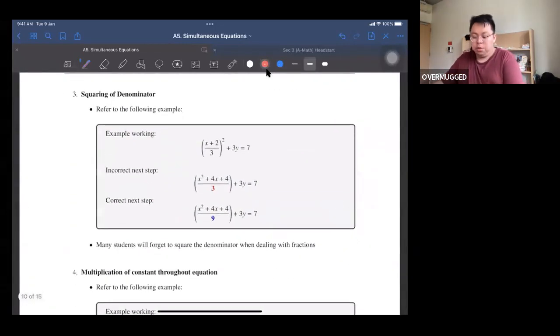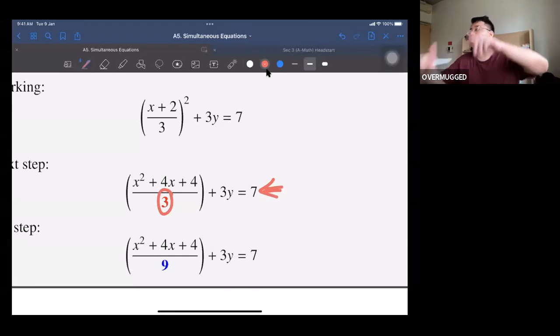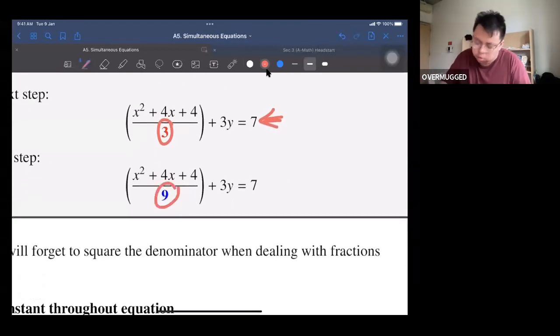The next one, squaring the denominator. This is another super rookie mistake that a lot of people make for no apparent reason. I give you back the same equation: x plus 2 over 3, whole thing squared, plus 3y equals 7. Now this is what some people will write, the incorrect step, where the denominator is still a 3. Is this correct? No. You must remember that when you are squaring an entire fraction, your top and bottom must be squared. If not, you will definitely mess up. So it's supposed to be a 9.